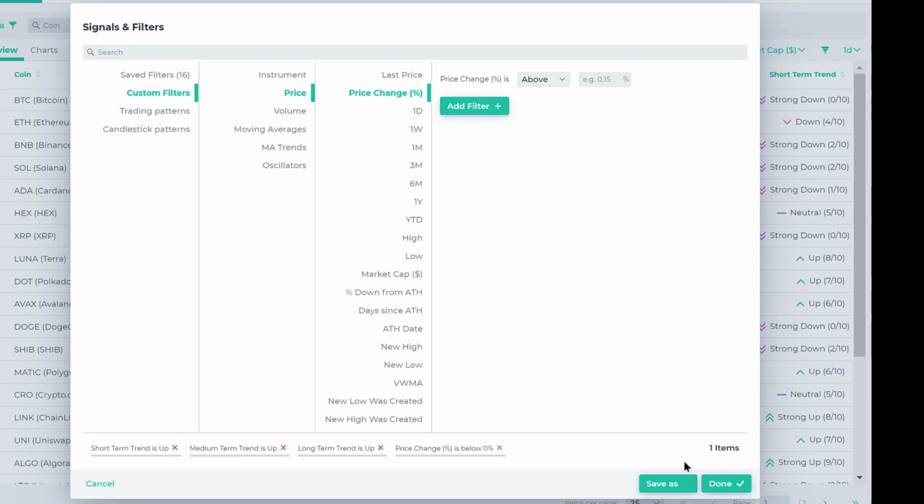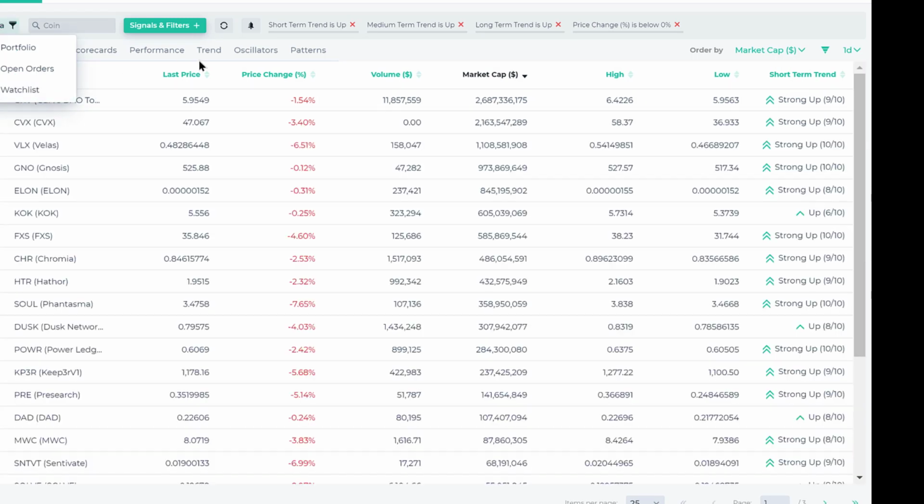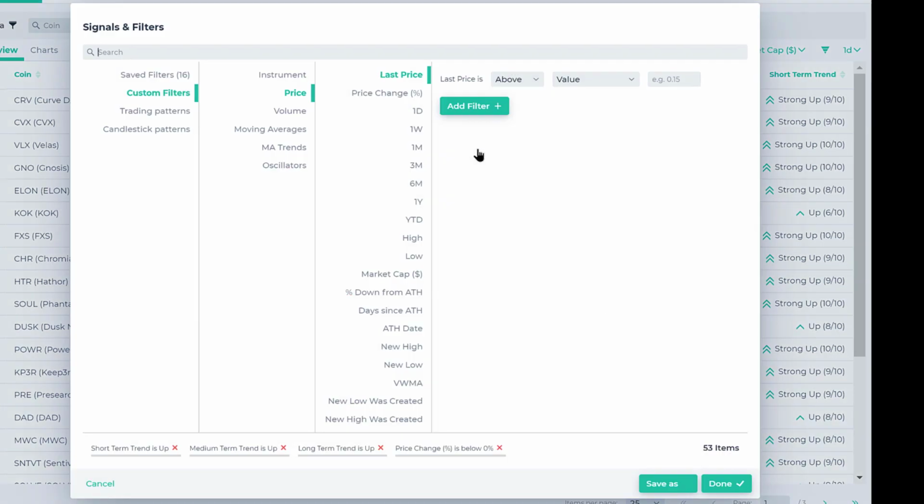And we have one item. Okay, I see. The problem is that I still have my data filter applied, so I undo that filter. Now get back to this custom filter we're building. Based on what we've defined so far, we have 53 coins that satisfy that criteria. But on top of that, I want to find coins that are not far from their all-time high.